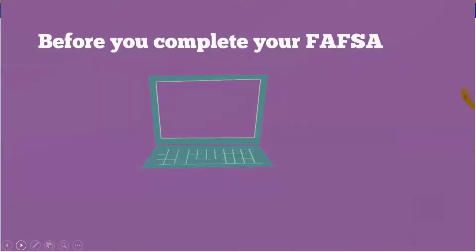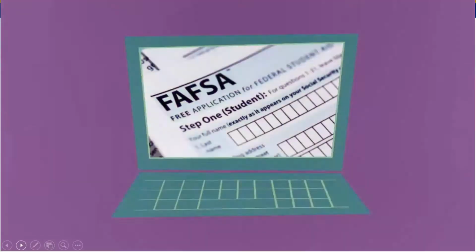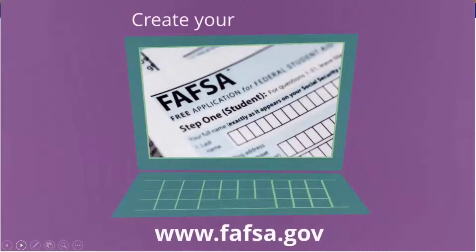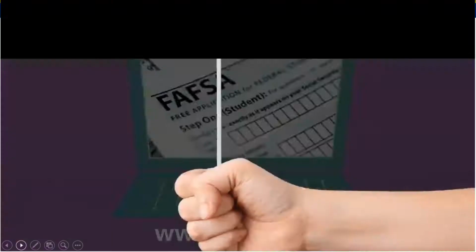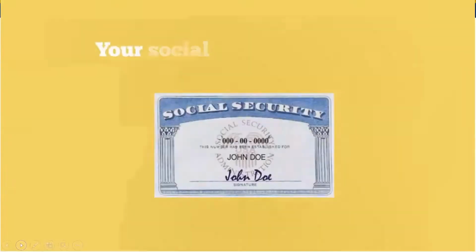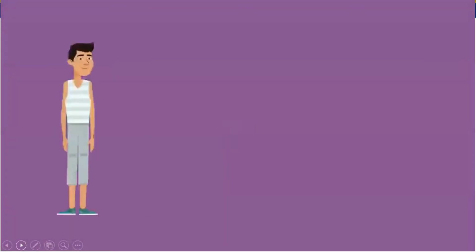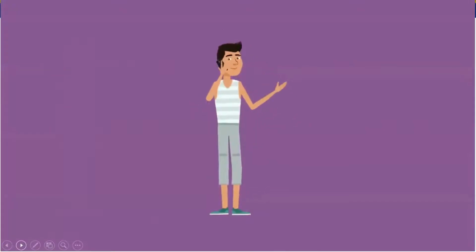Before you can complete your FAFSA, you and a parent or guardian have to set up a FSA ID. Your FSA ID is a username and password you use to log into the U.S. Department of Education online systems and for completing and electronically signing your FAFSA. To create your FSA ID, you'll need to use your full name, not your nickname, your social security number, and your birth date. You'll also use your mobile number to make it easier to sign in and reset your password when needed.